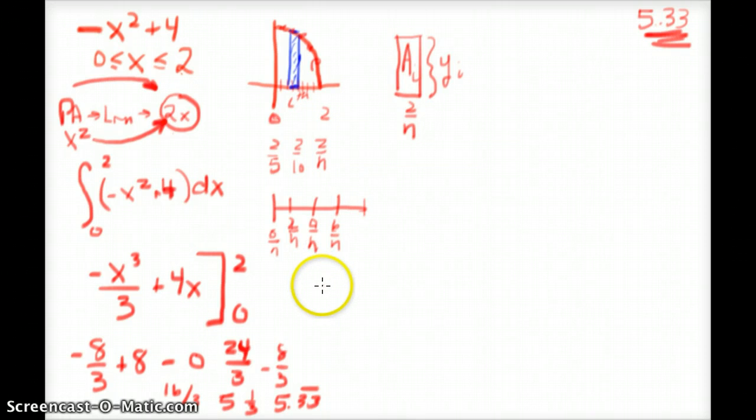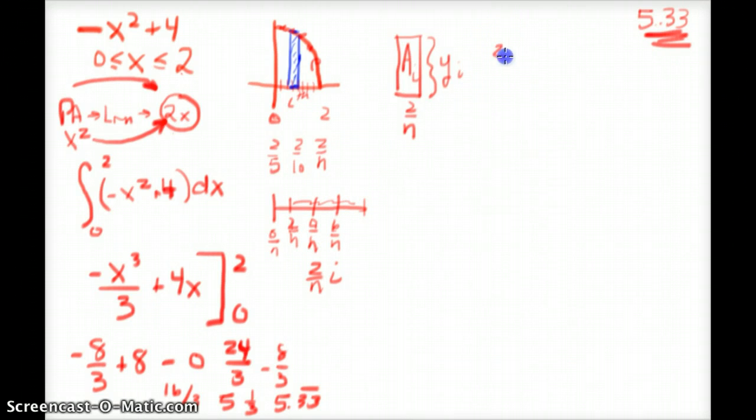And so what would be the ith interval if i is from 0 to n? It would just be 2i over n. Okay, so the first one was 0. The second one, anywhere along the way, would be some multiple of 2 over n. That's what this is talking about. Okay, so I need to know what my x is as I travel this way. All right, so what is the area of that?